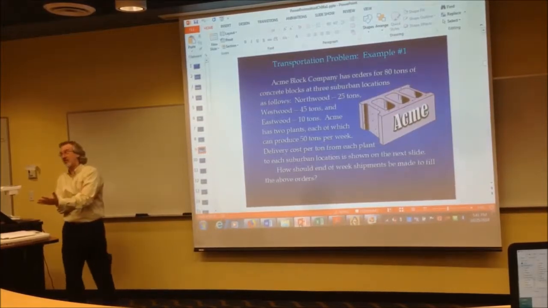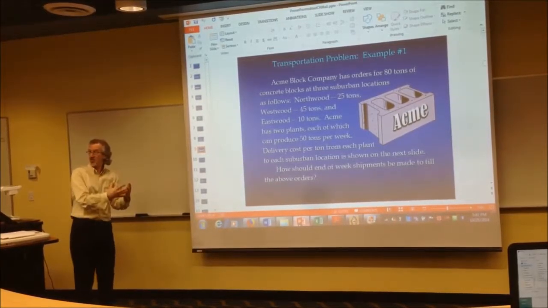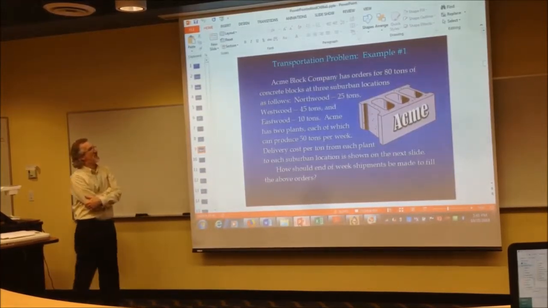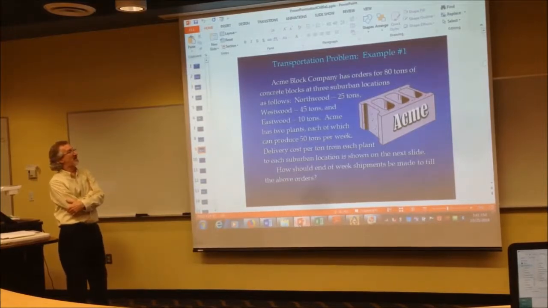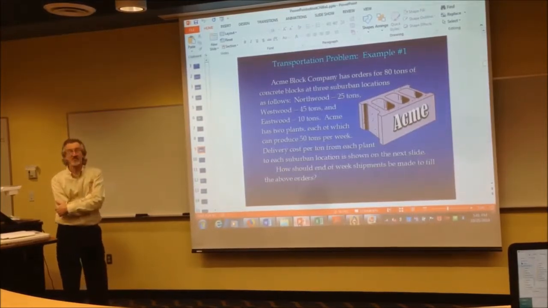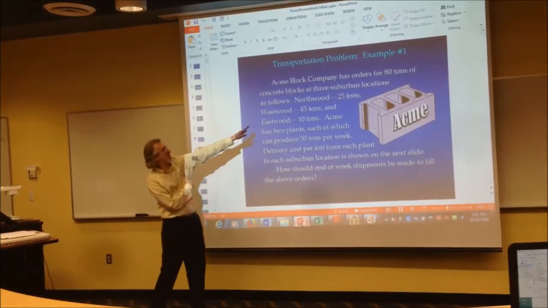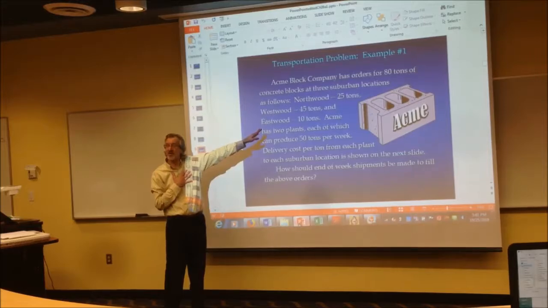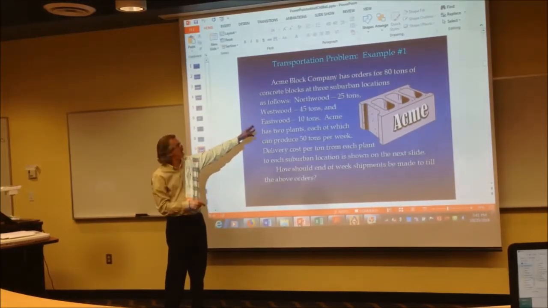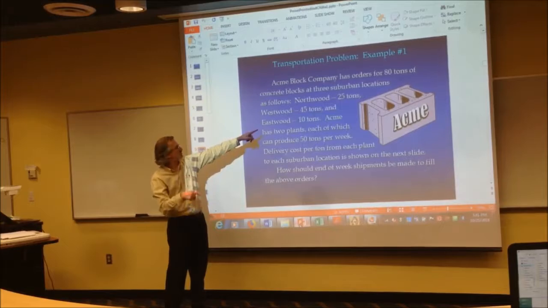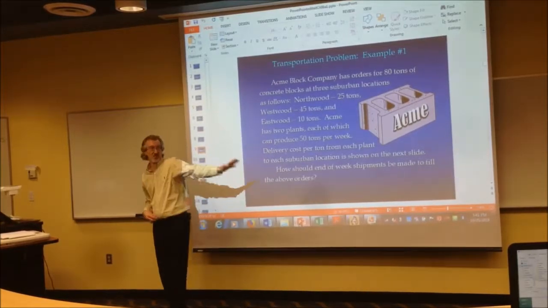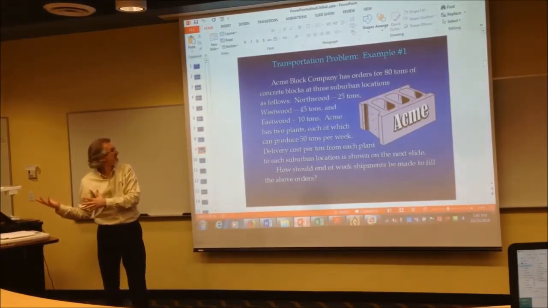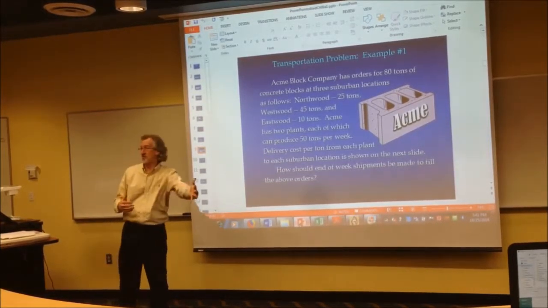This is transportation. You already know in advance, but you can see this company has goods it needs to ship to its customers. Acme Block Company has orders for 80 tons of concrete block at 3 suburban locations as follows. So the 80 tons, 25 of it needs to go to Northwood. That's the customer. We're Acme Block. Our customer Northwood needs 25 tons. Our customer Westwood needs 45, and Eastwood needs 10. So those are our customers. The orders are in. We've got to figure out how to get our concrete blocks to those customers.